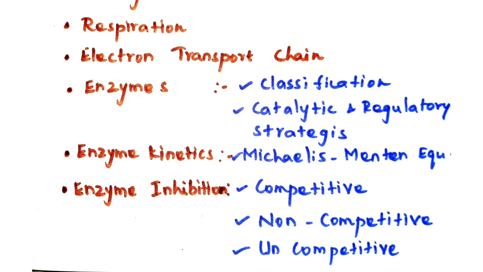In the enzyme part you have classification, catalytic and regulatory strategies, and enzyme kinetics, that is the Michaelis Menten equation. In every question paper you will have a problem related to the Michaelis Menten equation, so you should know the problems related to it. You can refer to my solved problems enzyme playlist. Then enzyme inhibition: competitive, non-competitive and uncompetitive inhibition.